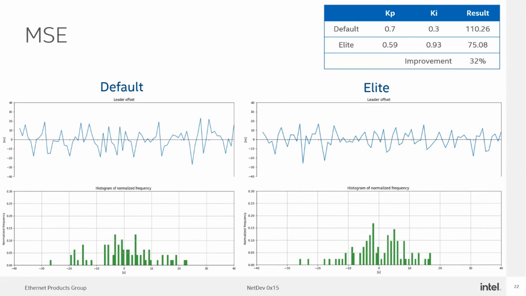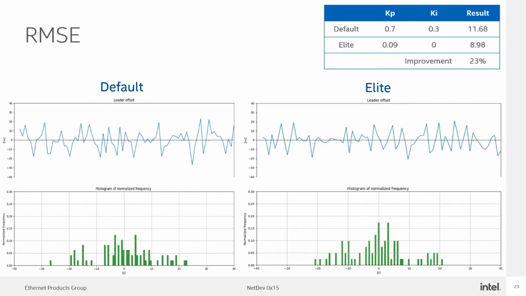And the same results are presented graphically. On the top, you can see how the offset changed over time. The bottom graph, a histogram, shows the normalized frequency of specific values. We have less fluctuation on the right side. Moreover, we can observe that more values are equal to 0, which is closer to an ideal model. It proves that the genetic algorithm successfully optimized parameters of the PI controller used by Linux PTP to even out timing errors.